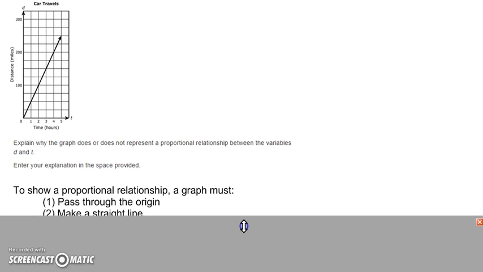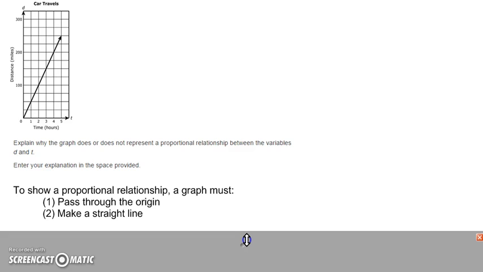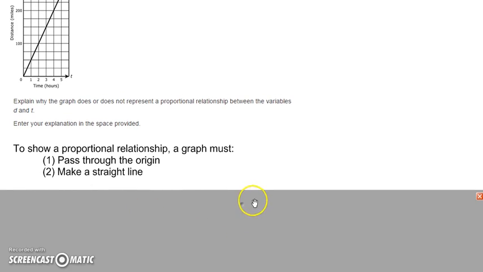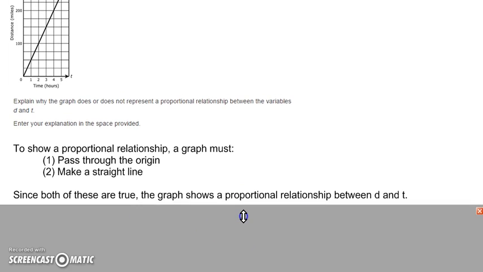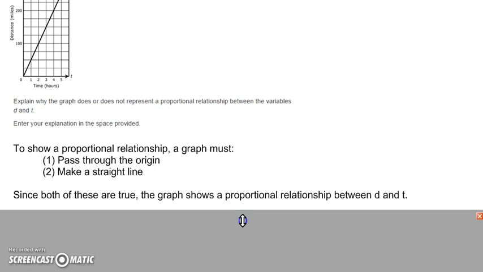To show a proportional relationship, a graph must 1. pass through the origin, 2. make a straight line. Since both of these are true, the graph shows a proportional relationship between D and T.